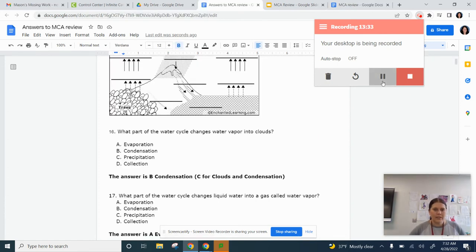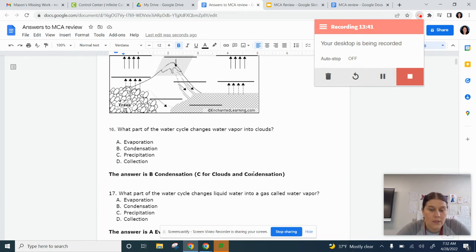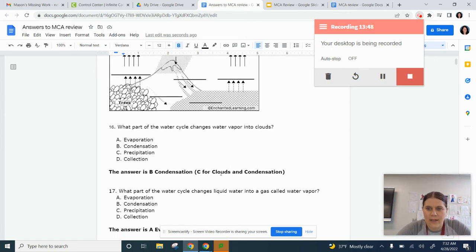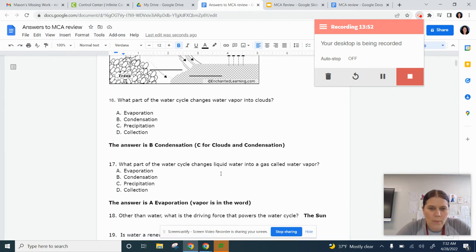All right, let's see how you did. 16 should have been B. Condensation is when we change it into clouds. Condensation, C for clouds. So you can cross them off if you got them wrong, so that at the end, when I ask how many you got right or wrong, you can let me know your honest answer and see how we're doing. What part changes liquid to water vapor? Evaporation. Vapor's in the word. That's when we make vapor.